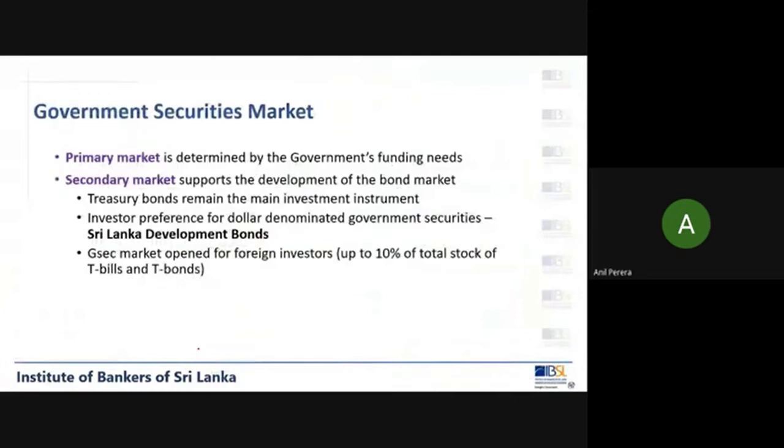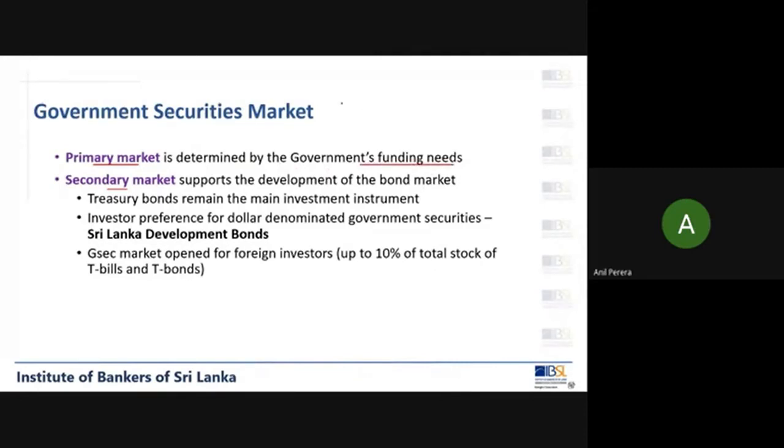Then the government securities market, another important market in Sri Lanka. I already mentioned to you last week also. The government securities market can be divided into the primary market and the secondary market. The primary market is basically determining or facilitating the government funding needs.